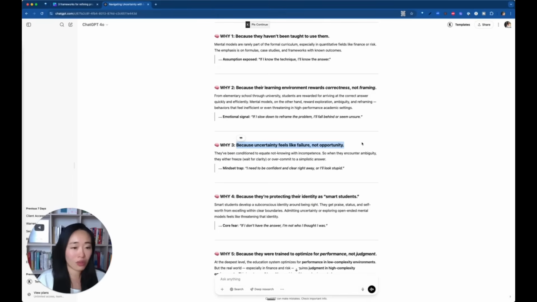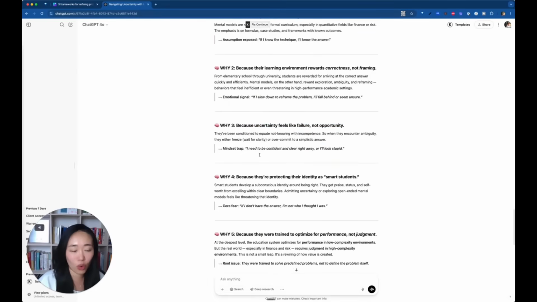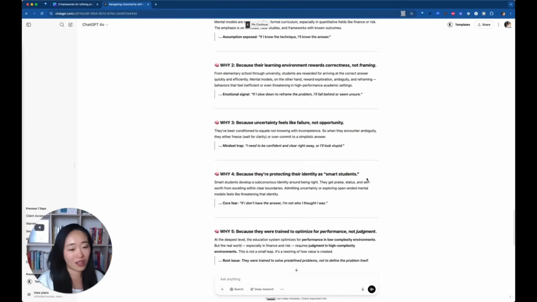Yeah. So I love the way it's phrased here, though. I want to explore that more. Right. Ooh, because they're protecting their identity as smart students. Right, I'm sure a lot of people are getting goosebumps looking at this one, right? Even when we are at work, we still have that identity so deeply ingrained in ourselves. Like, I was a good student, so how come I'm not the A performer in the team? Ah, this is so good.